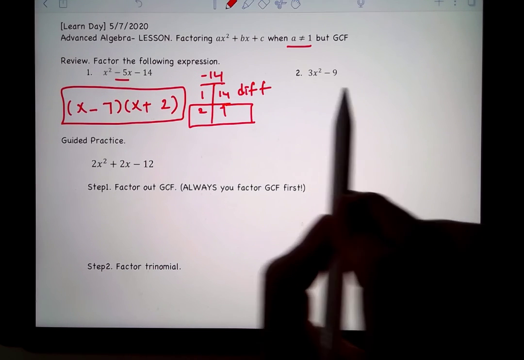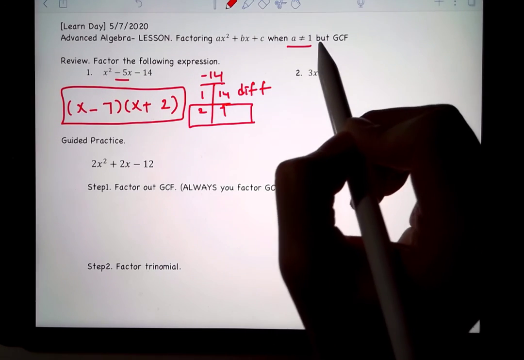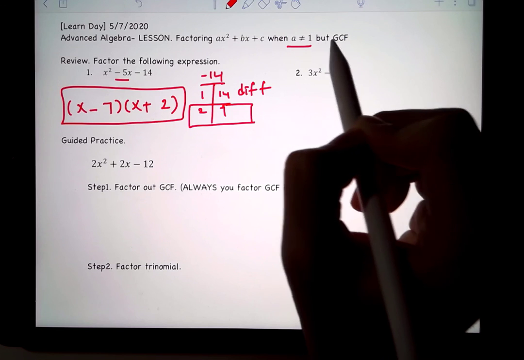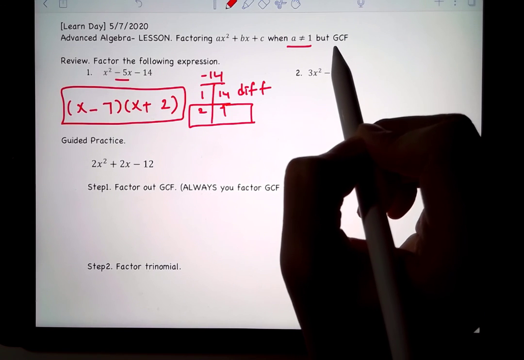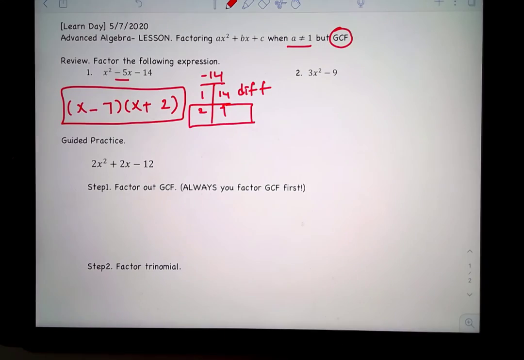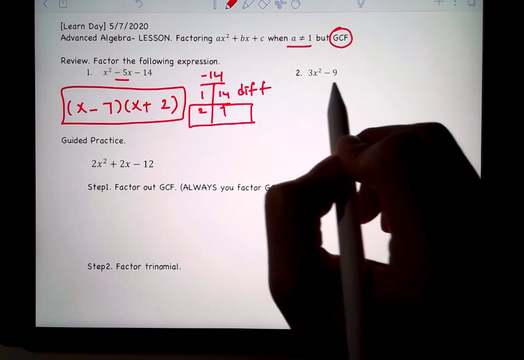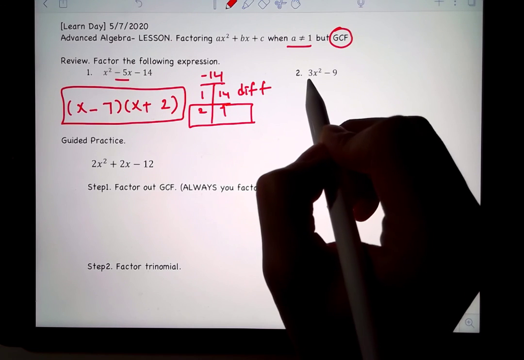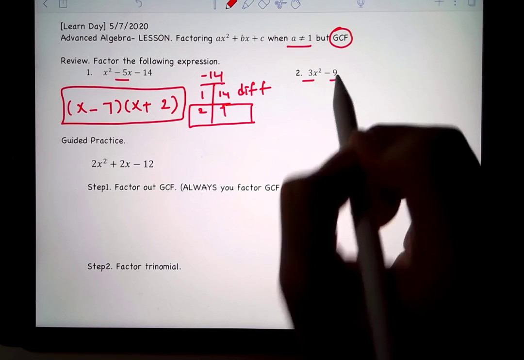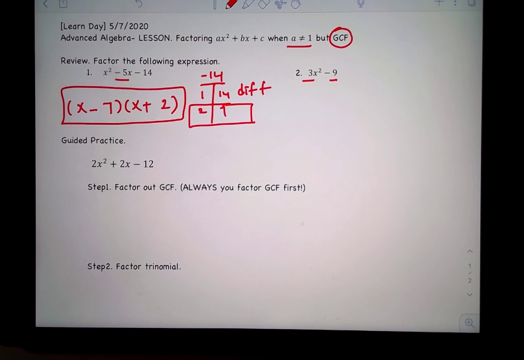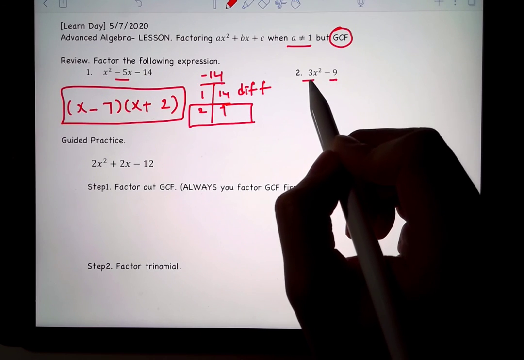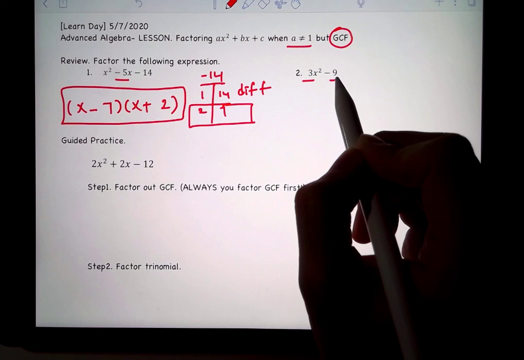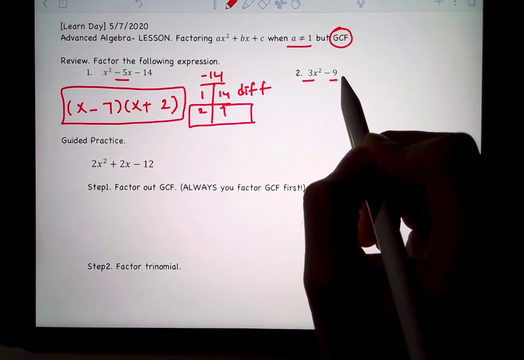And number 2. Look at this one, guys. Here a is not 1, but there is a GCF for the expression. Do you remember the GCF? It was a long time ago, I think 2 weeks ago. When you look at the expression, you need to find the common factor, right? In this case, x squared, only the first term has x squared. This one doesn't have any letter or variable.